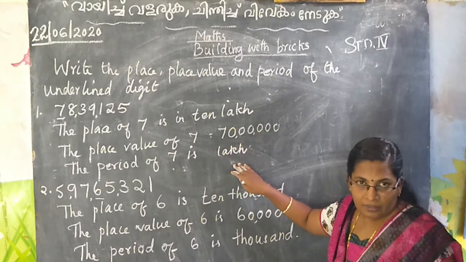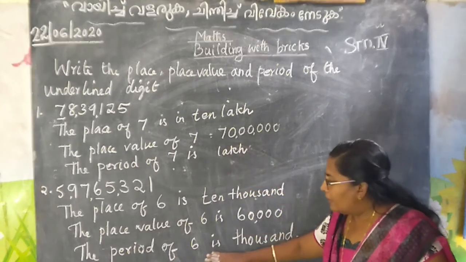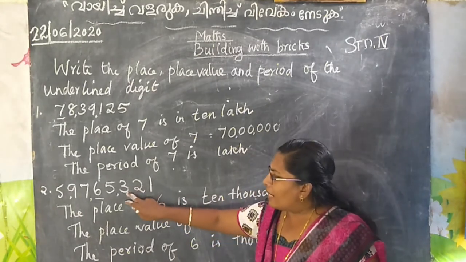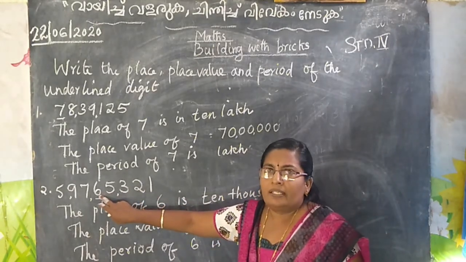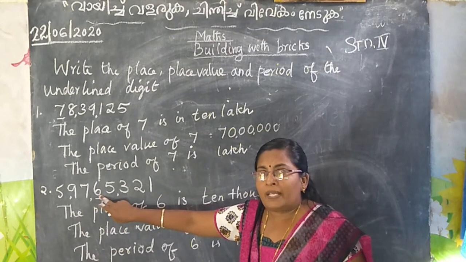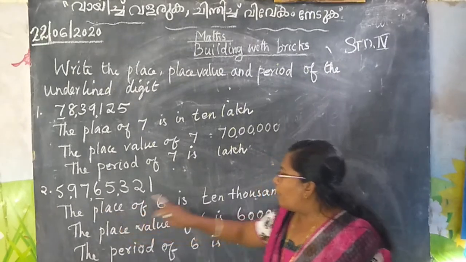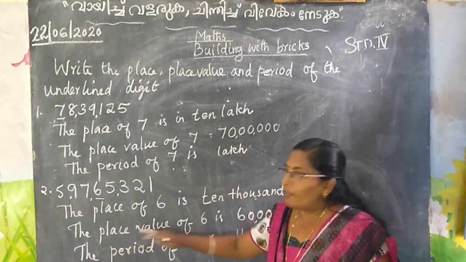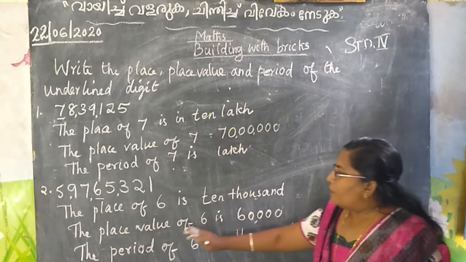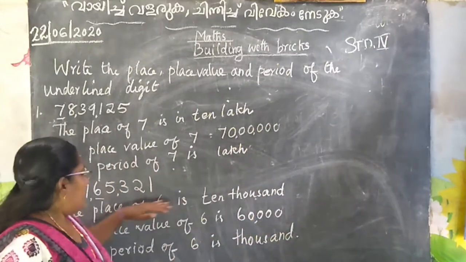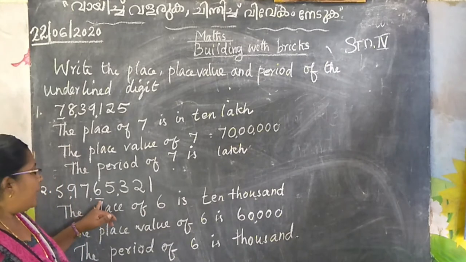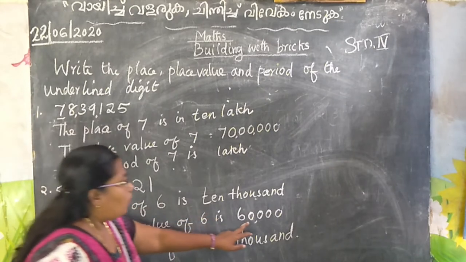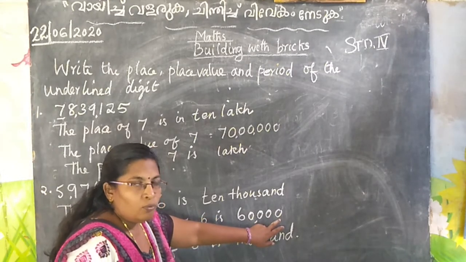Now, understand this one? In the same way: ones, tens, hundred, thousand, 10,000. The 6 is in the 10,000 place. So the place is 10,000. Next, place value. Write the underlined digit. Then how many digits come after it? 1, 2, 3, 4. Four zeros.